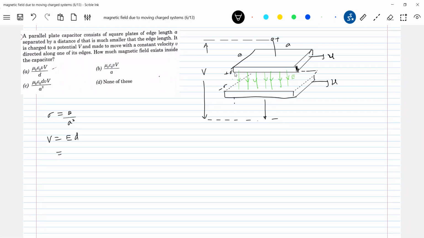Let E be the electric field as shown. E is what? Sigma by epsilon naught into d. Further, what is sigma? You can write it as sigma equal to charge Q by A.